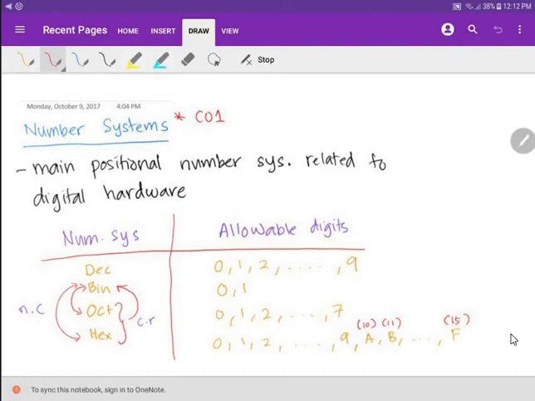So we have started by recapping on number systems, which is related to course outcome 1. So what did we see in the number systems?